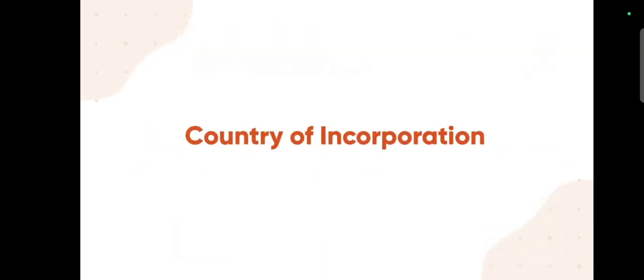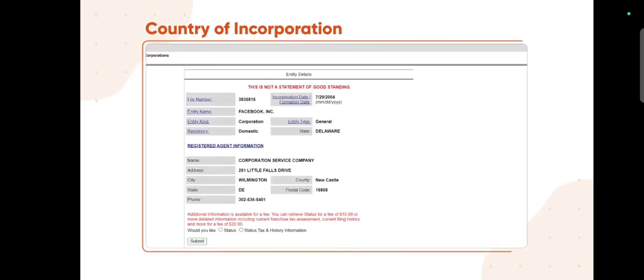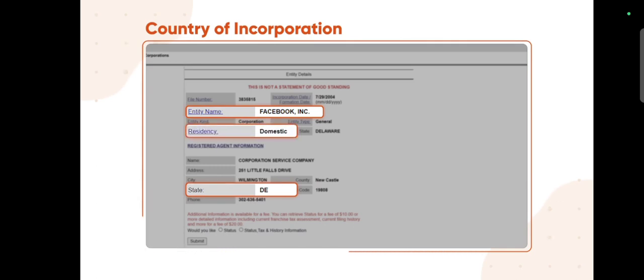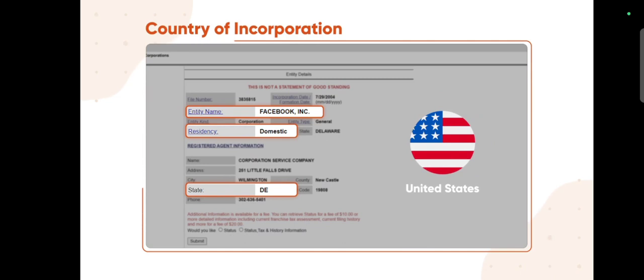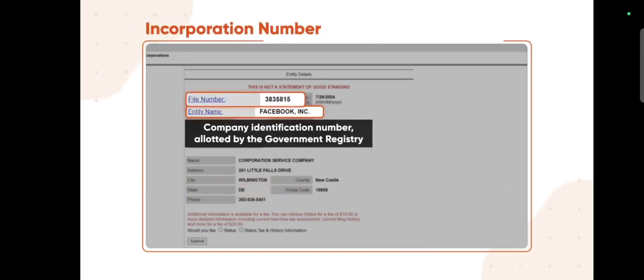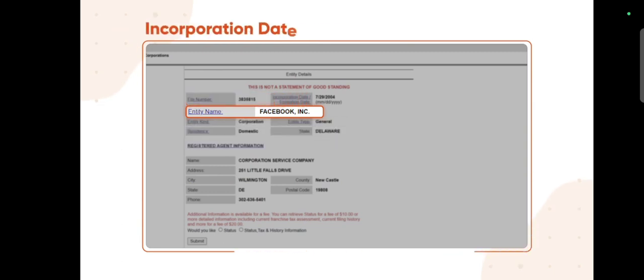Country of incorporation is decided as per the registry. If the entity is registered in a U.S. state and residency is domestic, the country of incorporation will be considered as the United States. Incorporation number is the company identification number allotted by the government registry as per the respective country regulations. Incorporation date is the date when the company was incorporated.